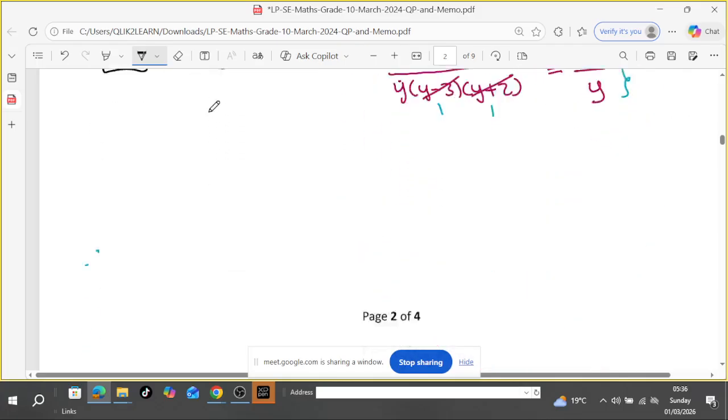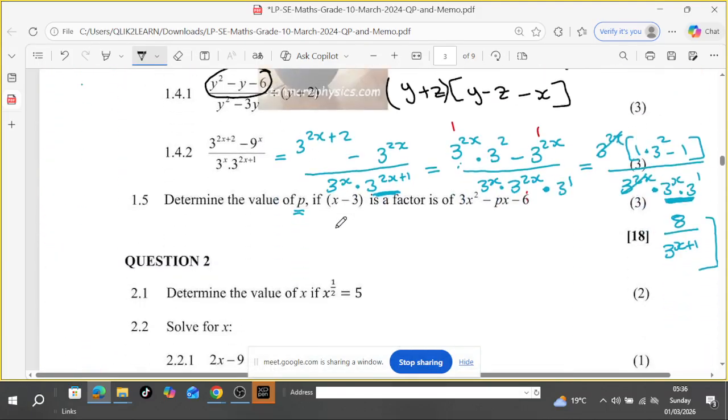So if they say on this problem that x minus 3 is a factor, this tells me that I'm going to have x minus 3 as a factor. Then I need to find the second factor. So I'm just going to look for the second factor by inspection. Look at this. I already have one factor. I know that to get 3x squared, I need to multiply this x by what? By 3x. Okay?